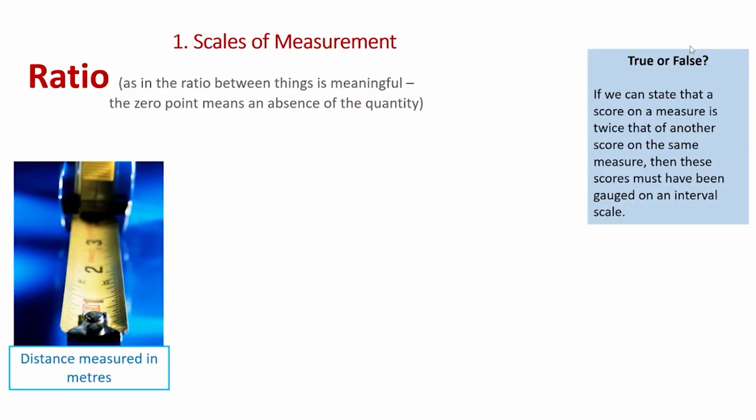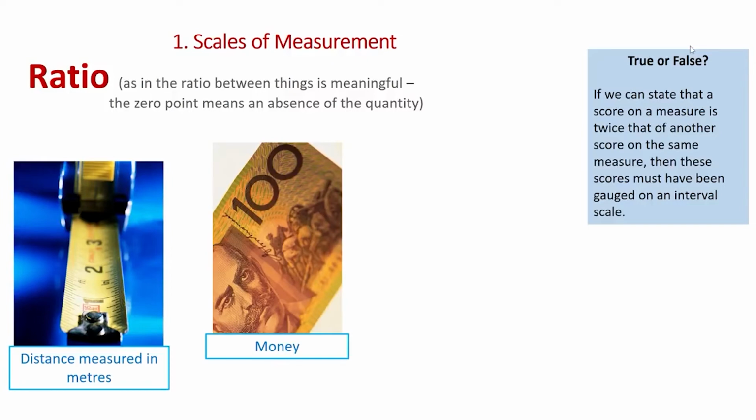You measure a distance with a ruler. 0 actually means there's no distance there. What that means by having a proper 0 point is that, for example, 20 centimeters is actually twice as long as 10 centimeters. We can make those ratio level judgments.